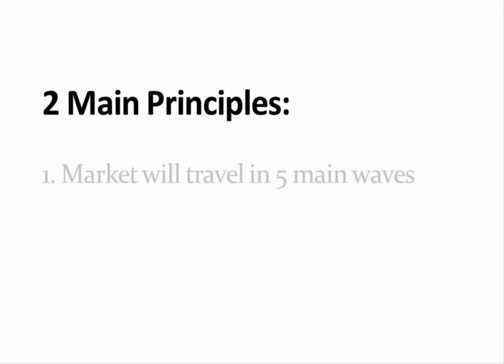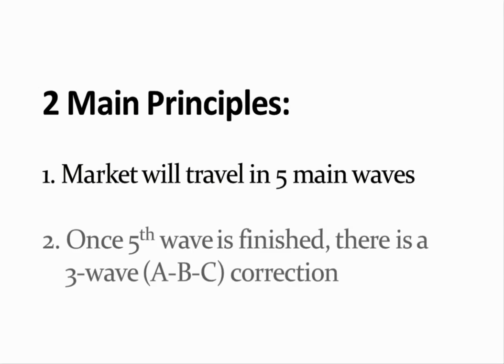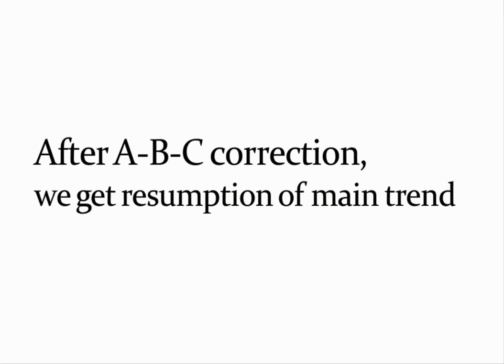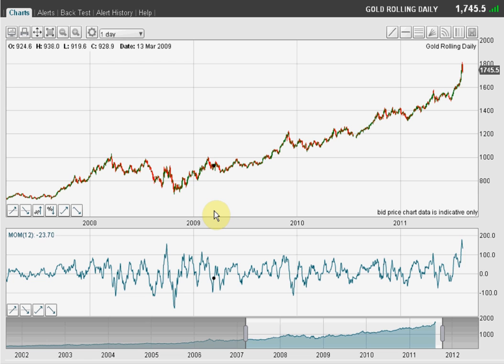If you remember from the first video, I used two of the main principles of Elliott wave theory. Number one is the observation that in a big bull market or even a bear market, the market will travel in 5 main waves. Once the 5th wave is finished, then we will get a 3-wave, an ABC correction. And then from that ABC correction, we'll get a resumption of the main trend. And of course, this can happen over very, very large time frames and even small ones. So let's get started here.